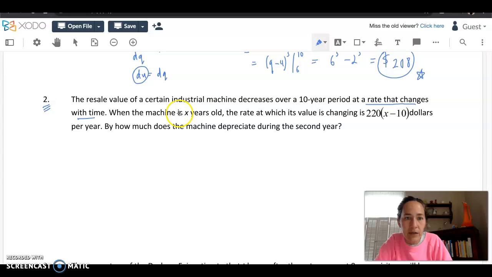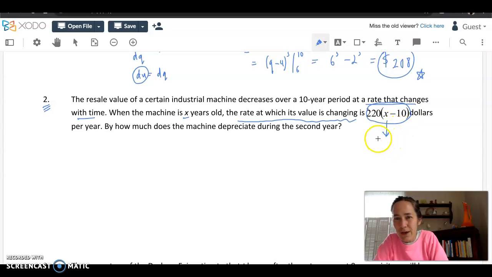And do they give us that rate? When the machine is X years old, here it is, the rate at which its value is changing. So we are given a rate of change here. You can choose whatever letters you want for the variables. Maybe here I'll pick V for value. So this isn't V of X, this is the rate of change in V of X. This is the rate of change in the value here.